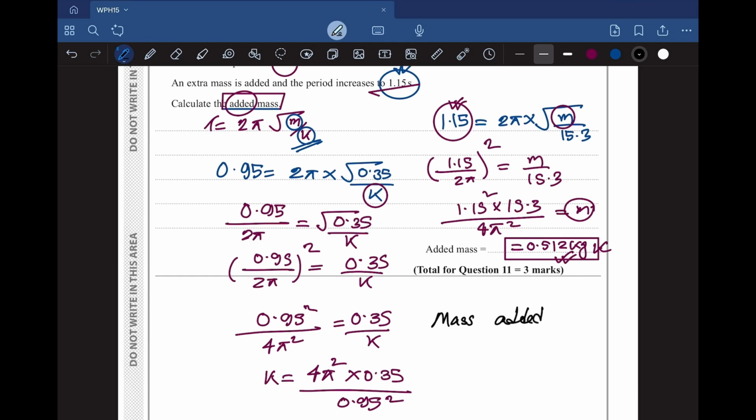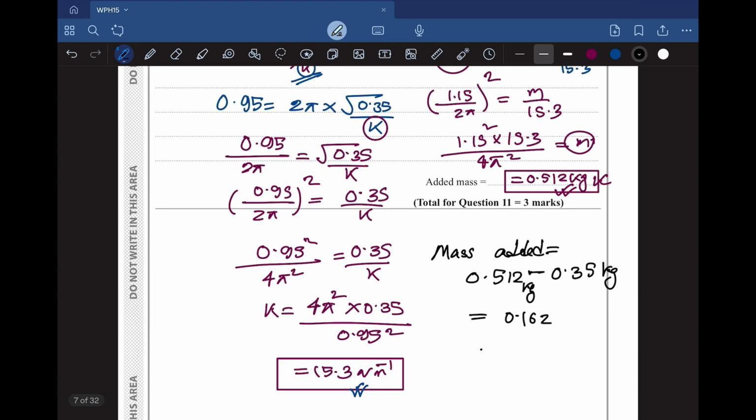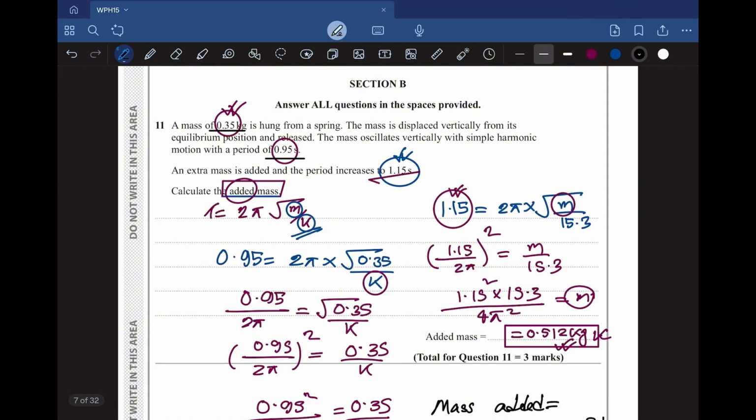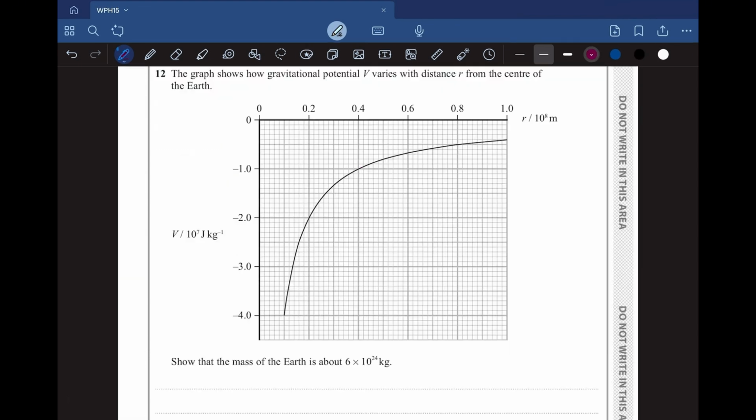So mass added is equal to 0.512 minus 0.35 kg, which will give us a value of 0.162. And as most of the values here are in two significant figures, we will write our answer in two significant figures, so it will be 0.16. The most number of data are in two significant figures, that's why the final answer will be in two significant figures as well, so it will be 0.16. Now let's head towards question number 12.